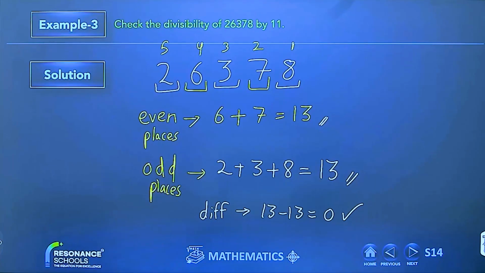Yes, 509, it will not go with 11, no? That will not go with 11 because 9 plus 0 is 9, 5 plus 1 is 6. So 9 minus 6 is 3, that is not divisible by 11. Clear? Done? Explain which one again.